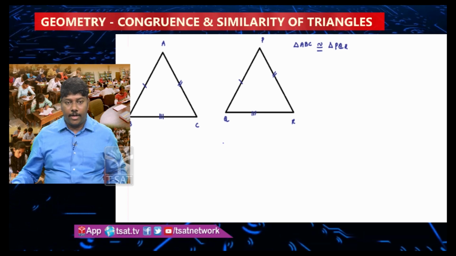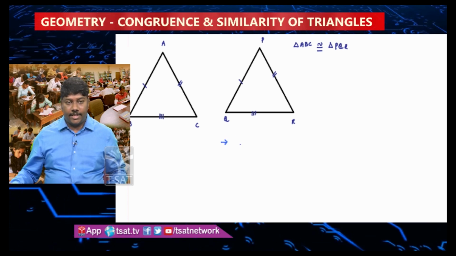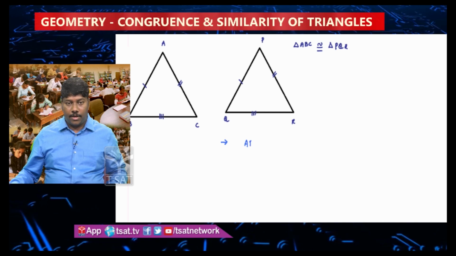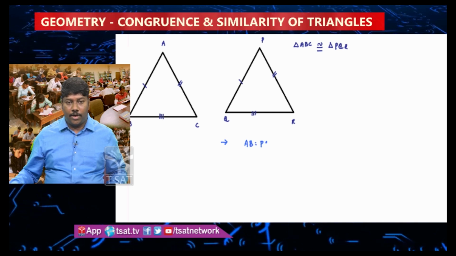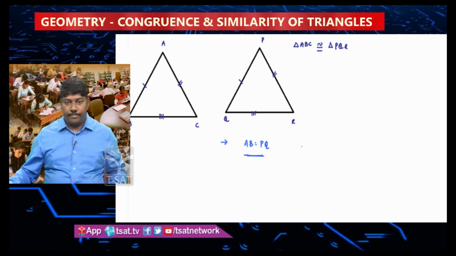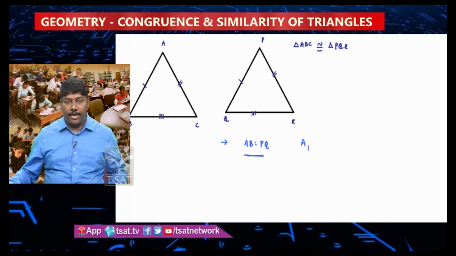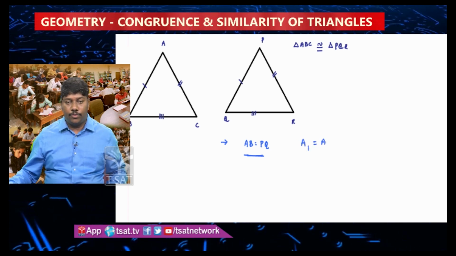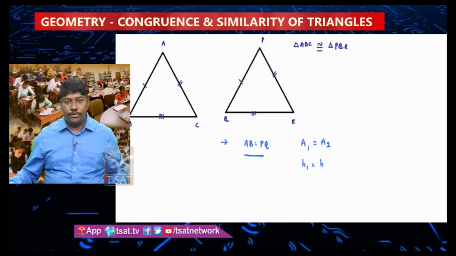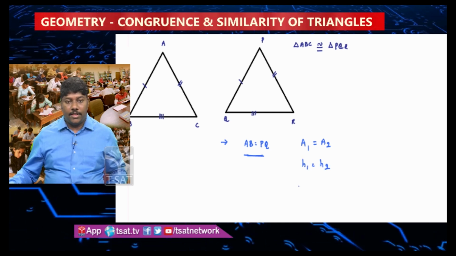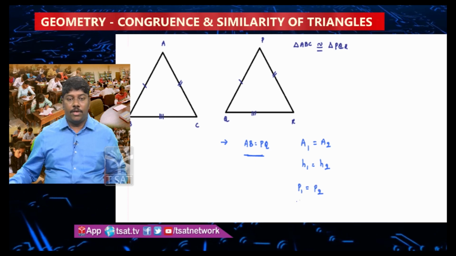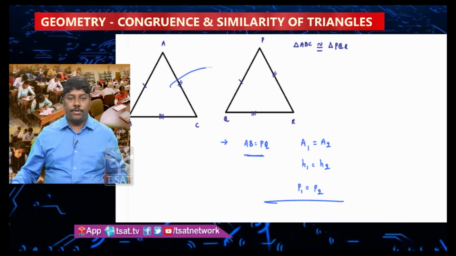Remember that if they are congruent, their sides are equal. AB is equal to PQ and so on. All sides are equal. Not only sides, their areas are equal. Area 1 is equal to area 2. The heights of their triangles are equal. Height 1 is equal to height 2. Their perimeters are also equal. Perimeter 1 is equal to perimeter 2. In all respects, these two triangles are equal.